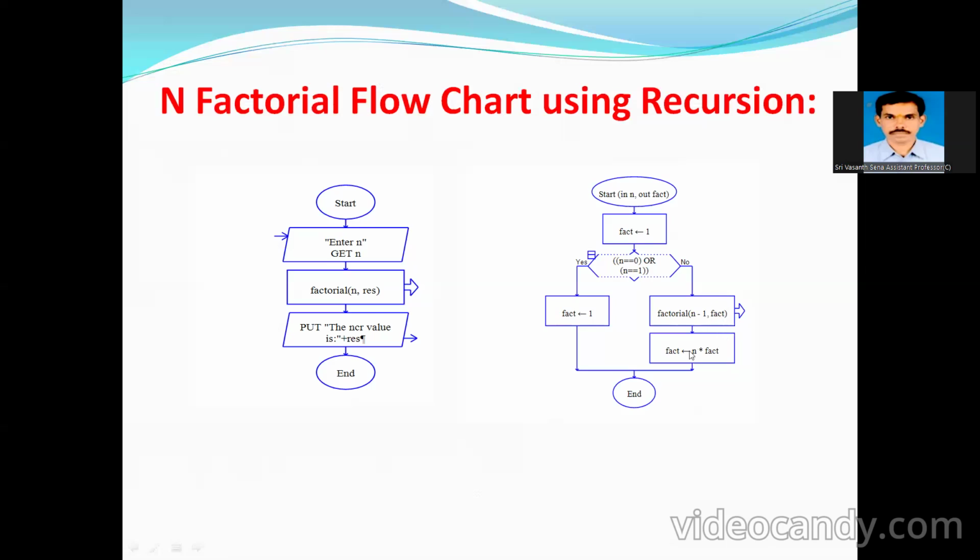Every time I'm updating this, fact is equal to n into fact. Here we can write n into fact, here also that output parameter, or else you can take a special assignment variable. Fact is equal to n into fact. Every time I'm calling this factorial function by decrementing the n value.